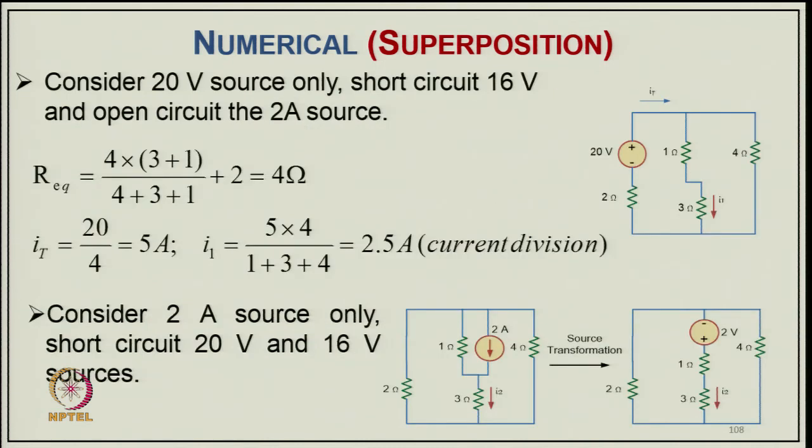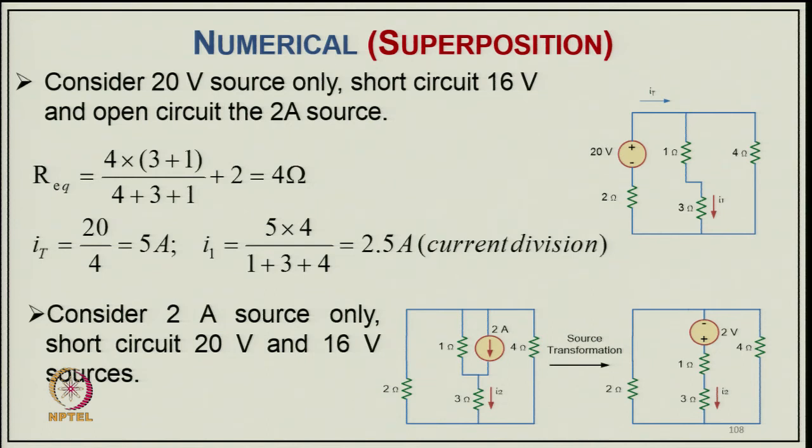First we take a voltage source: consider the 20 volt source only, short circuit the 16 volt source and open circuit the 2 ampere source. So, the circuit becomes quite simplified. You have these two resistances in series, so the total resistance comes from 2 ohm and 4 ohm. The total current from this circuit is 20 divided by this resistance, and now we can find the current going through the 3 ohm, that current 2.5, by current division.